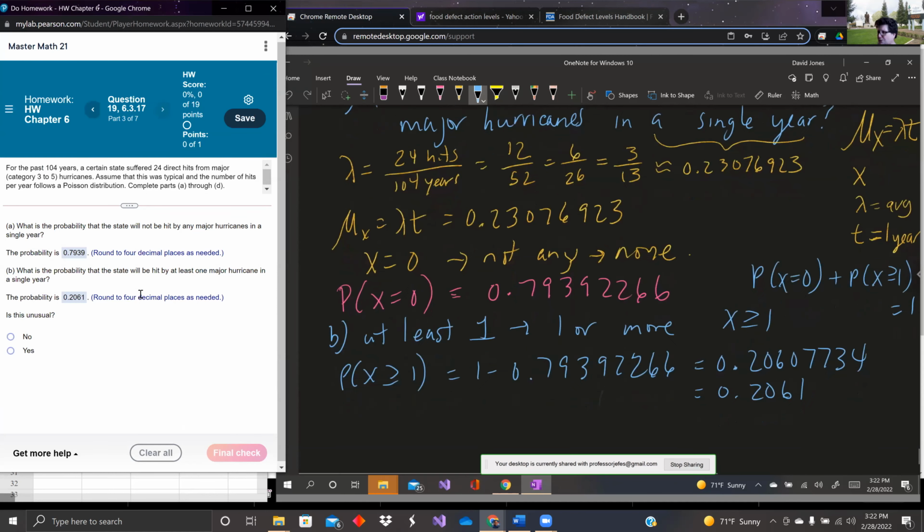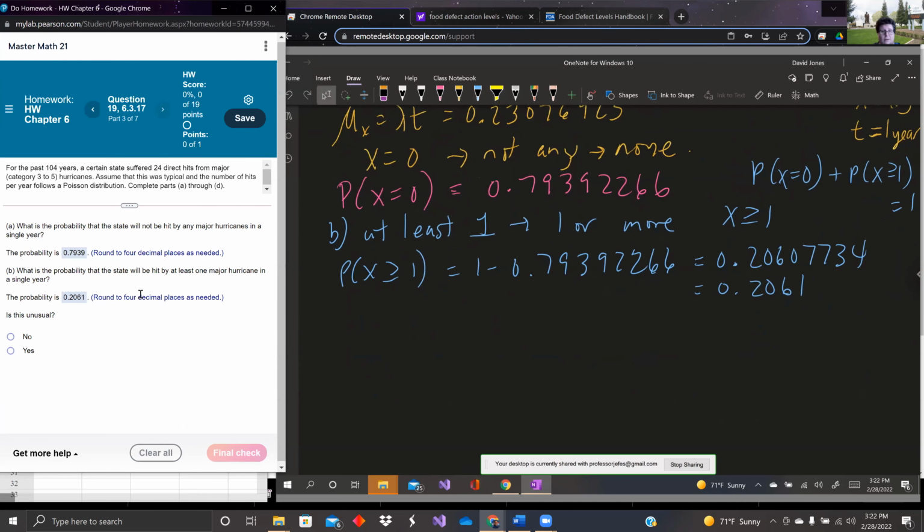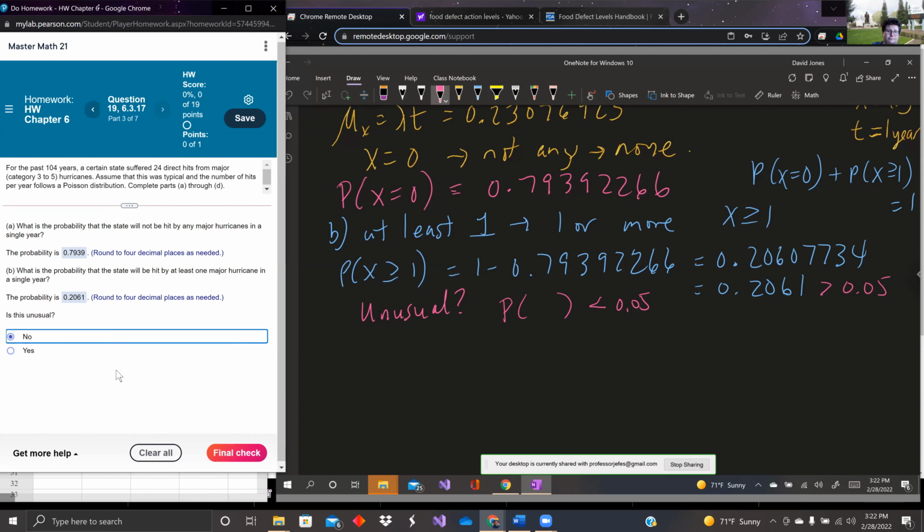Is this unusual? It's a sub question. So what makes something unusual is if the probability, whatever it may be, is less than 0.05. This is not. 0.2061 is greater than 0.05. So this is not unusual.